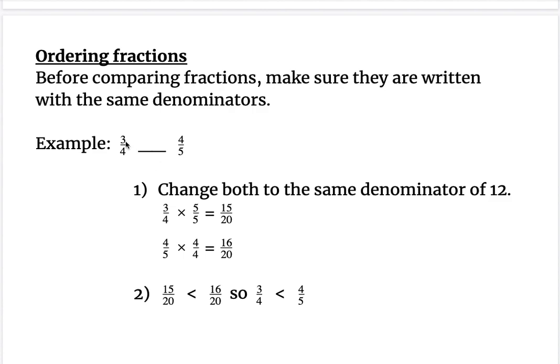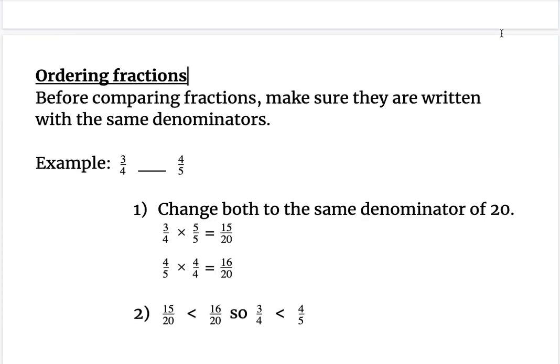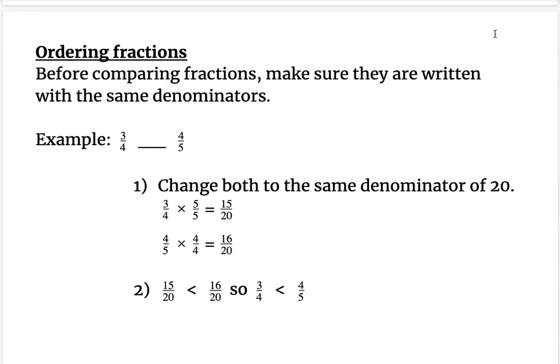So with this example, 3/4 compared to 4/5, I need to change them to the same denominator, this is a typo right here, of 20. They both can multiply to get to 20. So 4 on the bottom here, the denominator, can multiply by 5. So both top and bottom have to multiply by 5. And then the 5 on the bottom here, the denominator, can multiply by 4. So for this fraction, both top and bottom have to multiply by 4.